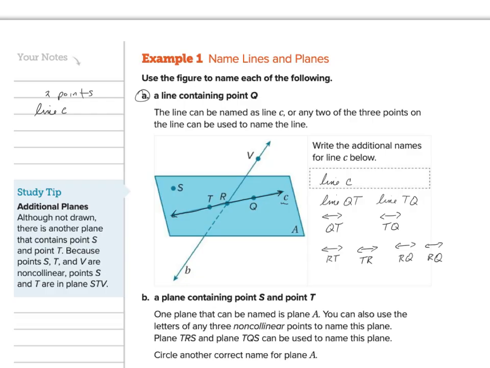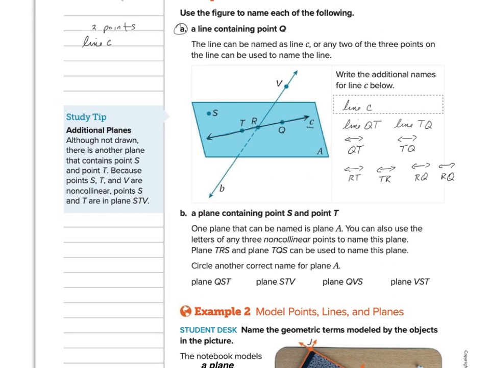You could have here line QT, line TQ, but you also have R sitting on this line. So you could have used R to name the line, and you could have said you had line RT, line TR, line RQ, or line QR.